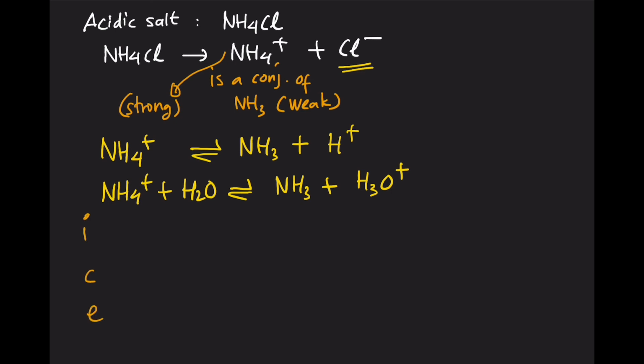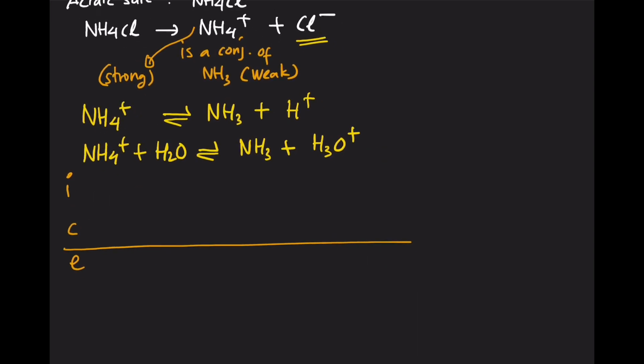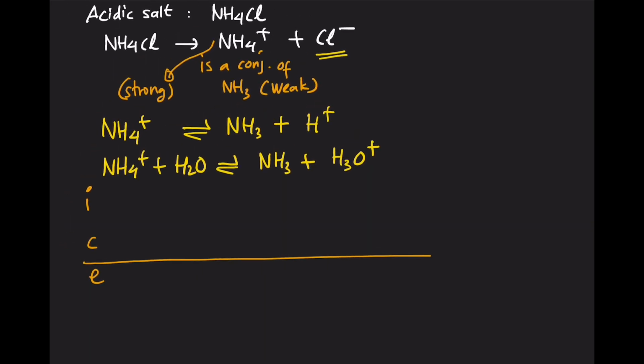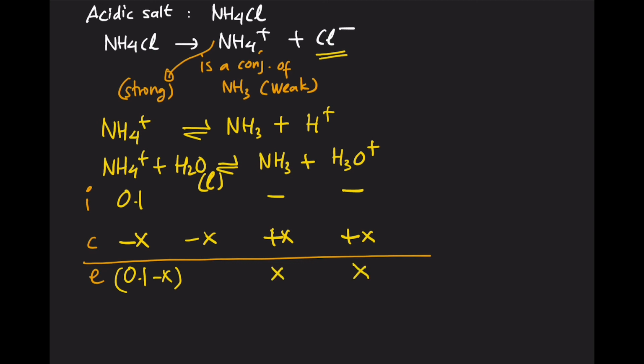So ice table again over here. And now just assume one more time that this is 0.1. This one is not existent in the beginning. This one as well. So this one is going to be minus x. This one is plus x, although this is liquid, so it will not influence in any way. This one is minus x, because it's a reactant. And NH3 will be plus x. H3O plus will also be plus x. So at the equilibrium, we will have this concentration, that concentration, and that concentration.